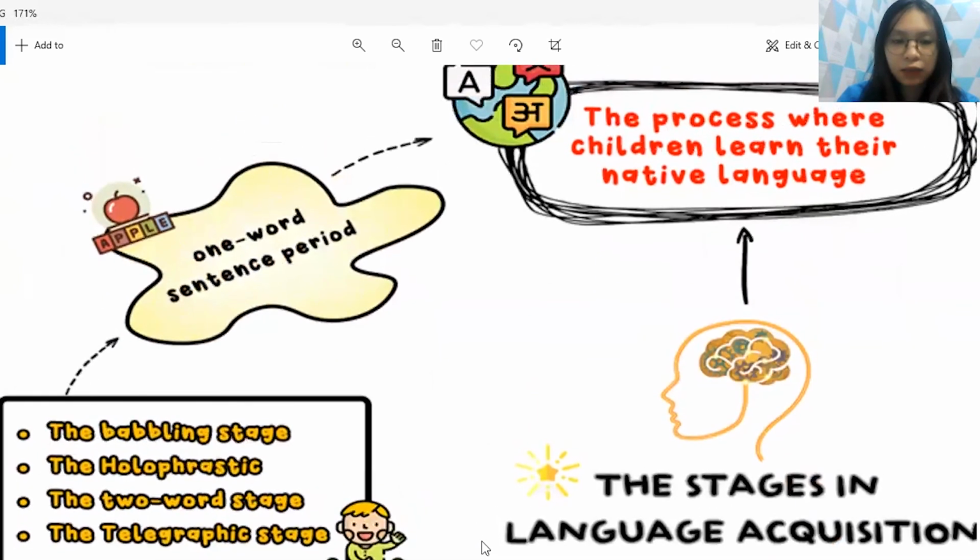And the last is the one-word sentence period. The one-word sentence period is when children start to use words with meaning consciously. It's directly expressing their thought using only one word related to their thought. Stern emphasizes the gradualness of the development of the child's productive vocabulary and defines the end of the period by a spurt in vocabulary usage.